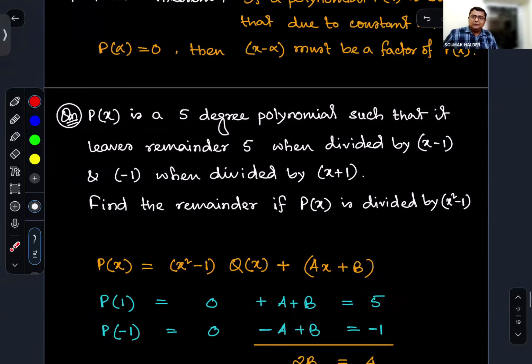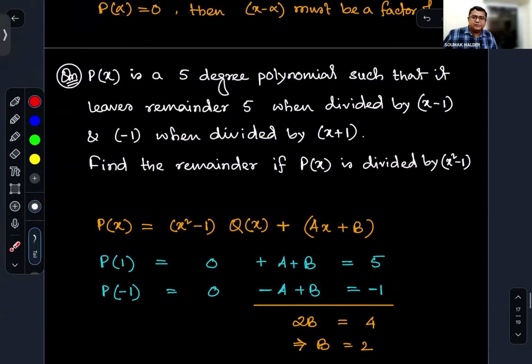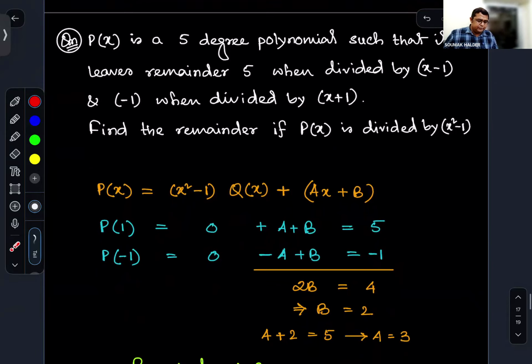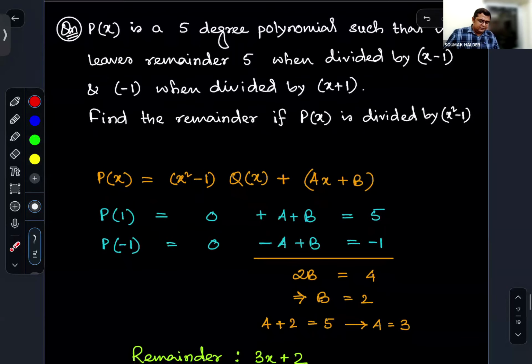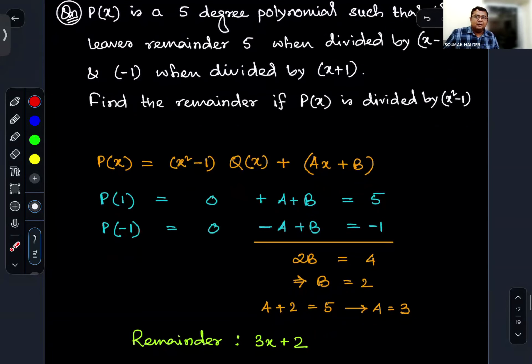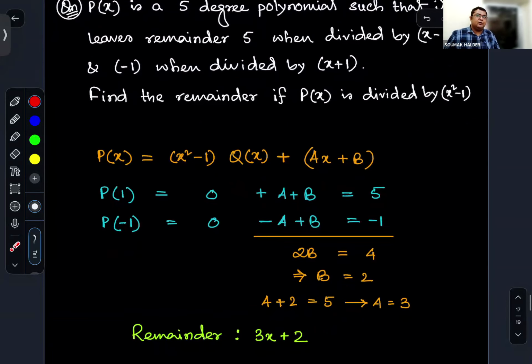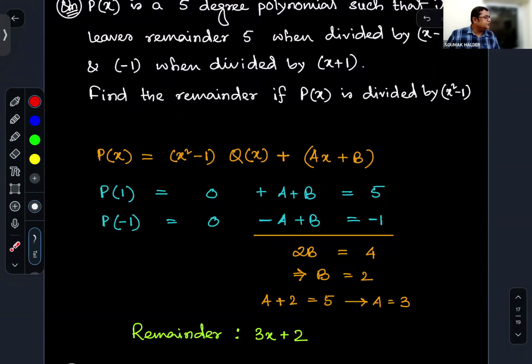Like if you add, you will get 2b first. So that gives you b is equals to 2. And a plus b 5 gives you the excess of 3. So a 3 and b 2 can give you the actual remainder as 3x plus 2.